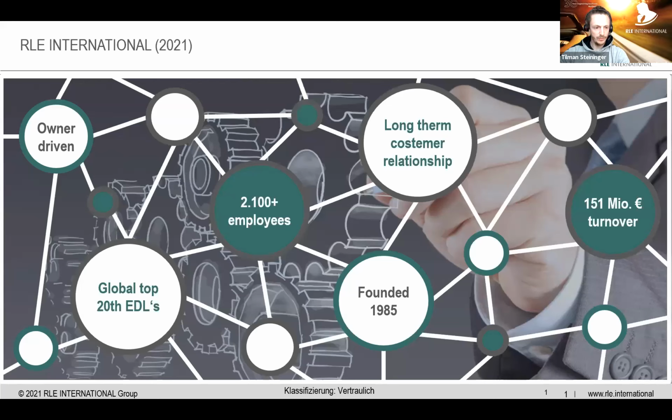Just before introducing myself, I want to say a few sentences about the RLE International Group. Currently, we are 2,100 employees with a yearly turnover of around 150 million euro. That makes us one of the global top 20 engineering service providers. And I think that's one of the important points while talking about RLE: we are still owner driven at that size of the company, and that's for roughly 35 years now.